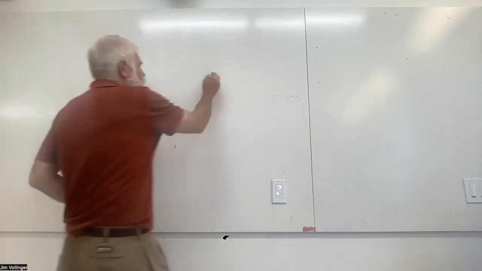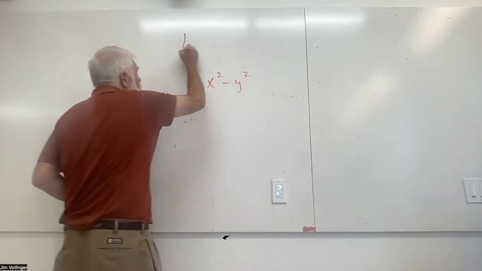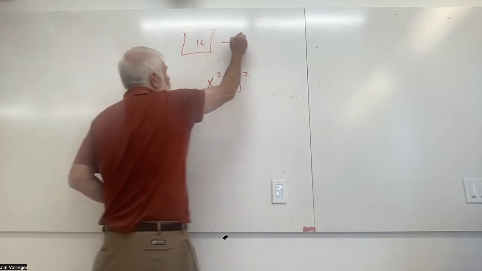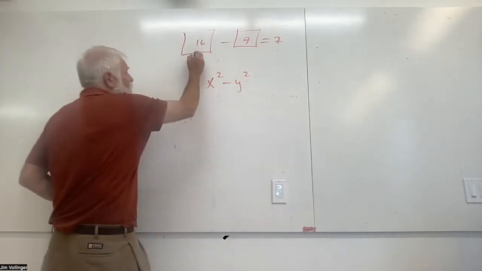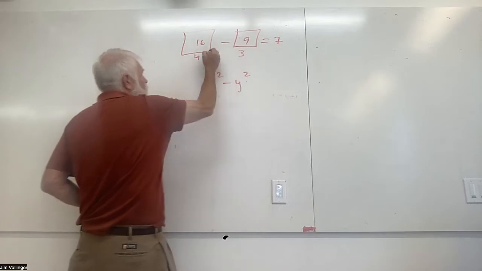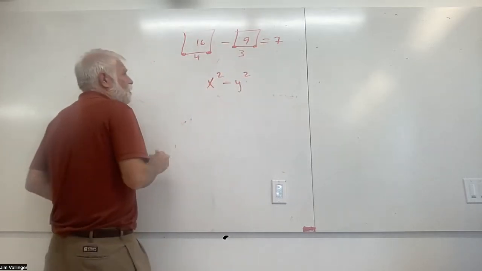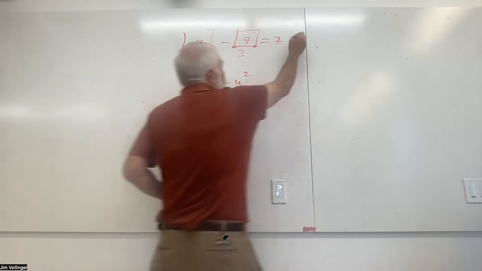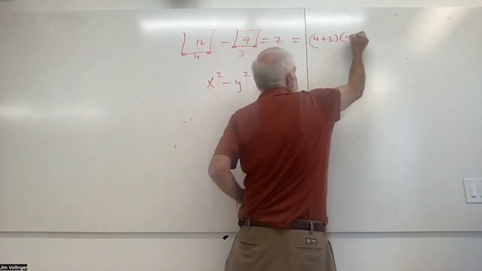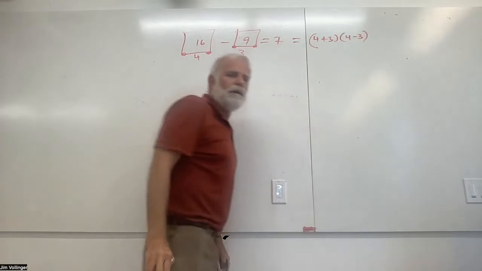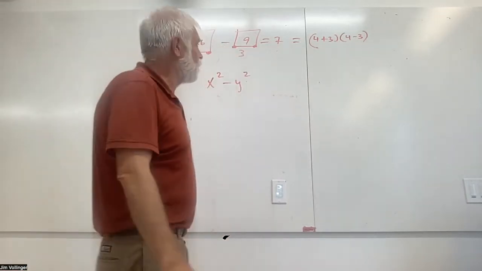X squared minus y squared. Some of you might not have gotten to this, but on Monday we talked about something like 16 minus 9. We know it's 7. And it turns out that you work with the square roots. Square root of 16 is 4. The square root of 9 is 3. So 7 could have also been written as the sum of the square roots times the difference of the square roots. And you can draw the reason why. And I'm not going to, but maybe at some point I will, but not right now.